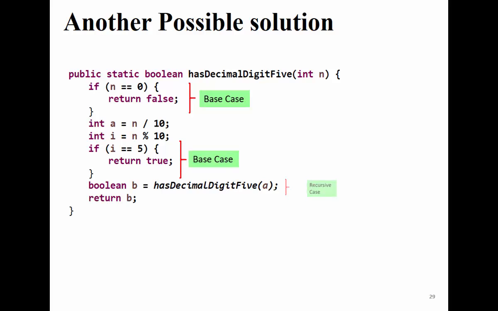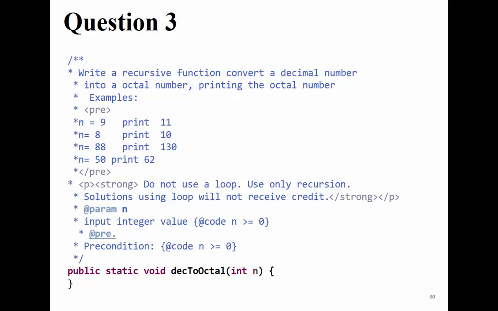Okay. This is another question also. We ask the students to read this API and give us the recursive implementations. And you can see here that we ask from decimal to octal. And you are familiar with this implementation because we discussed it last time. So if you receive 9, you return 11. Okay? 8 returns 10. And n is equal to 88, you return 130, which is the actual octal representation of the decimal number.